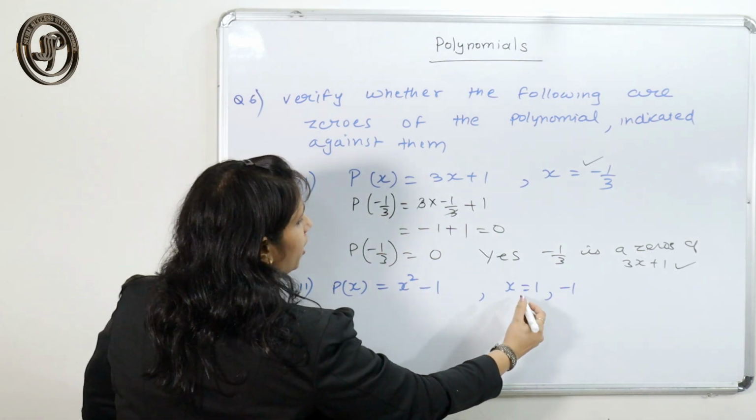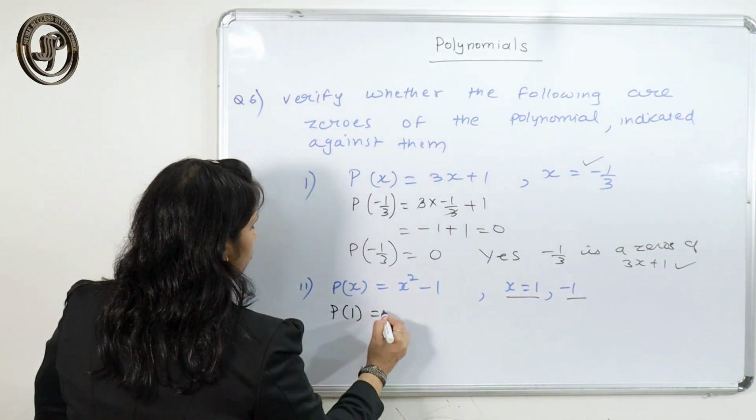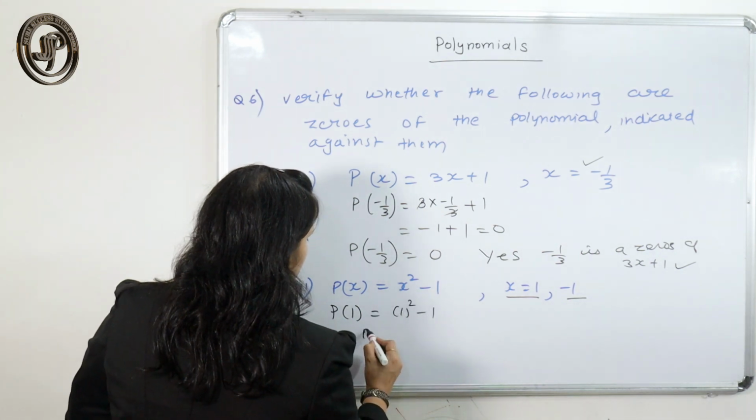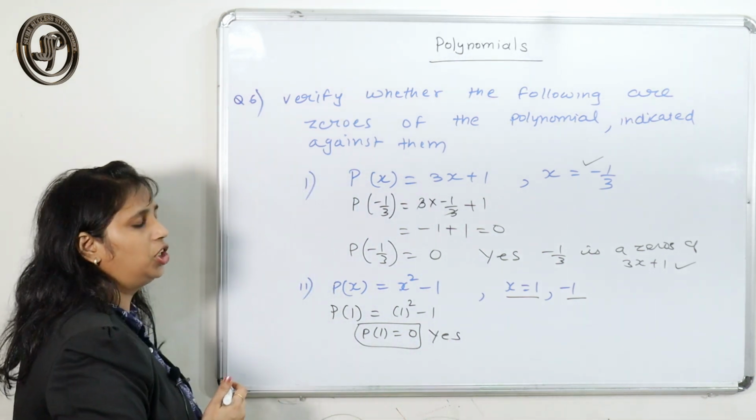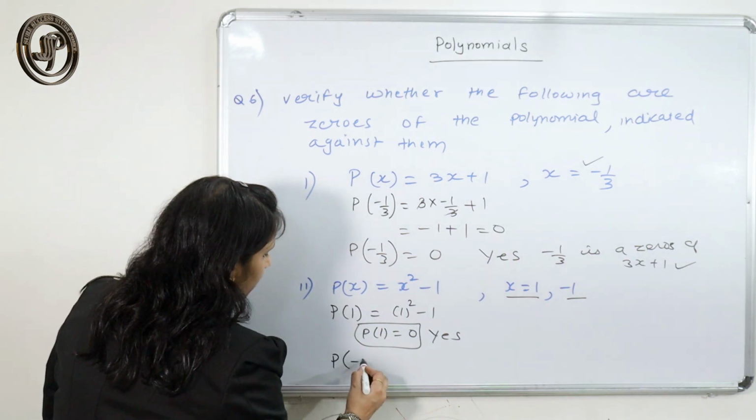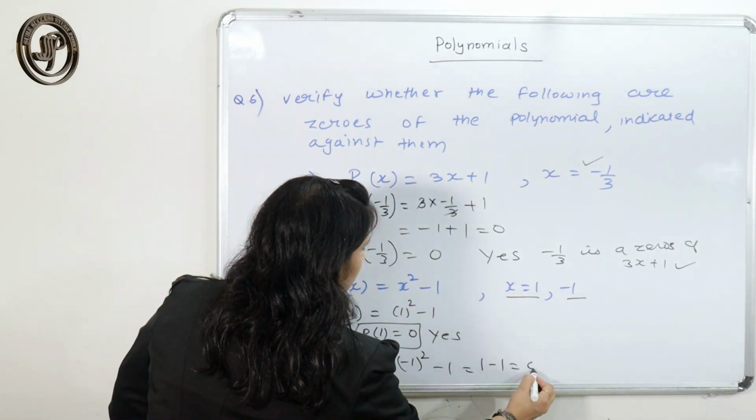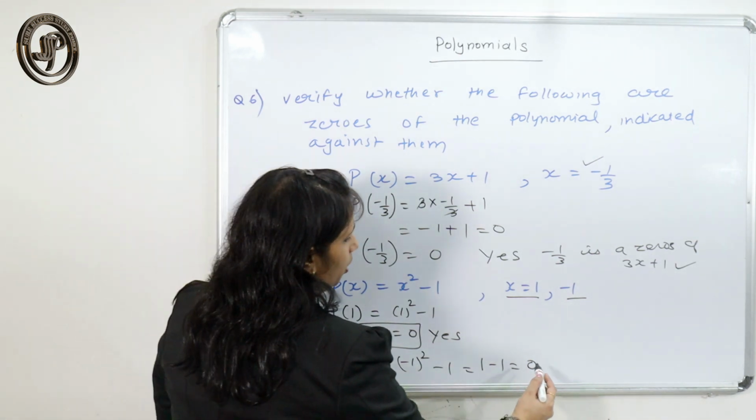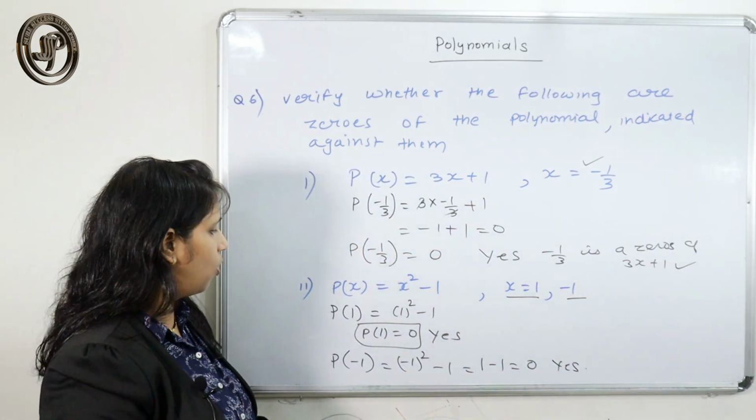Here you need to check whether this and this are the zeros of this polynomial. So you just have to put x as 1. If you put x as 1, you will get p(1) is 0. So you will say yes, x equals 1 is a zero of that polynomial. If you put x as minus 1, minus 1 square minus 1, that again comes to 0, because minus 1 square will be 1 only. So again you will say yes, it is a zero of the polynomial.